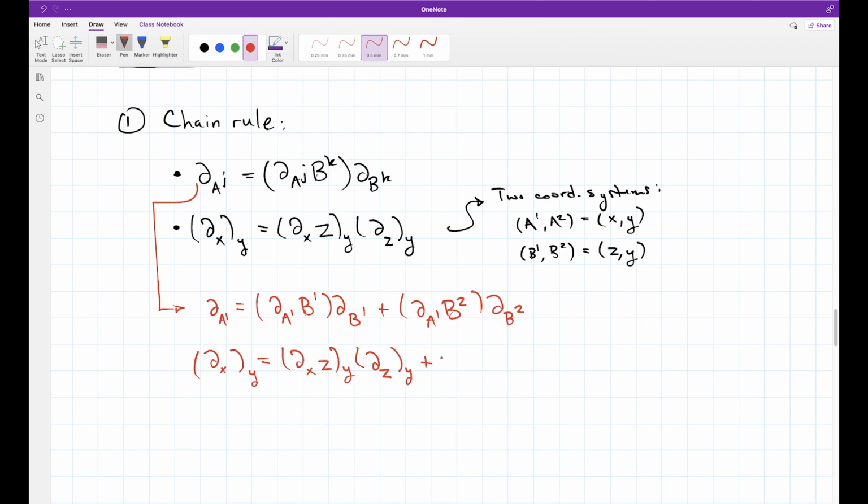Okay, then for the second term, we get the partial with respect to A1, which is X, of B2, which is Y, when fixing A2. But A2 is also Y. And then this is going to be times the partial of Y with respect to Z, when fixing Z. But look, if we think about the partial of Y with respect to X, when fixing Y, then Y is a constant. So this term must be 0, and we're left with exactly the identity that we want. Good.